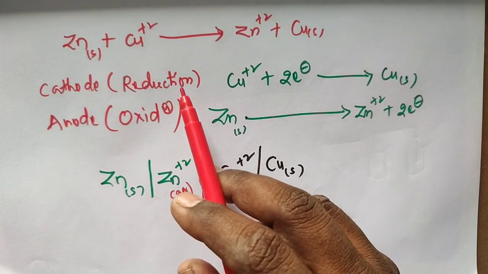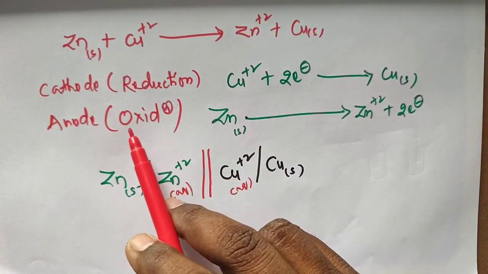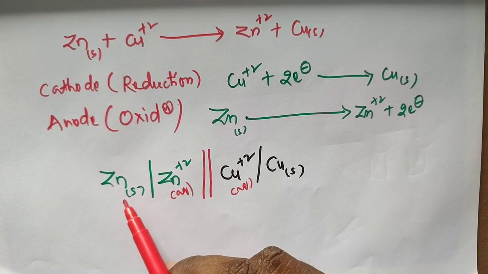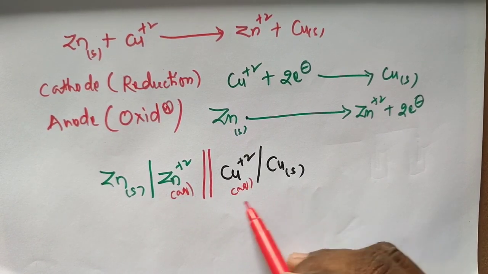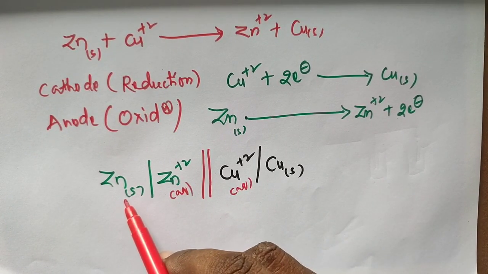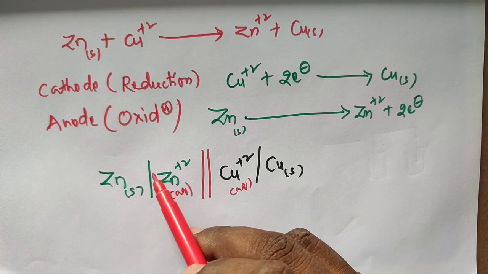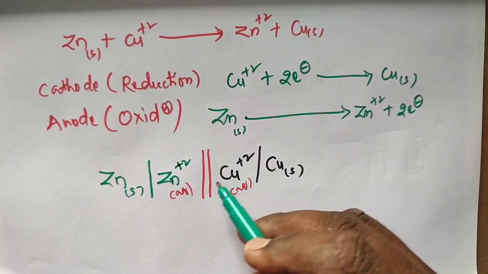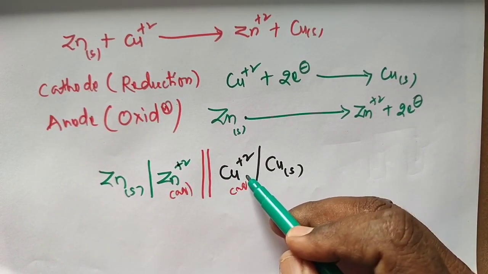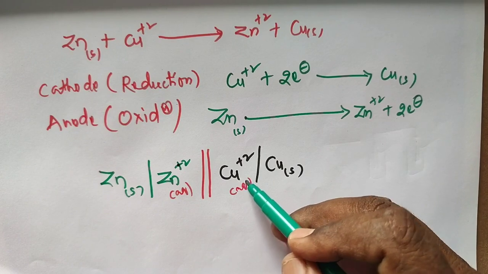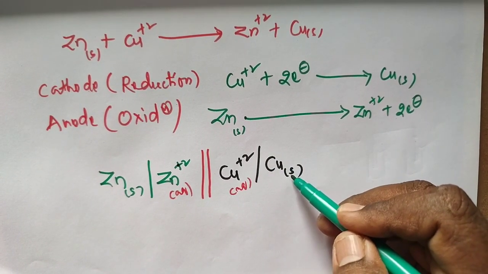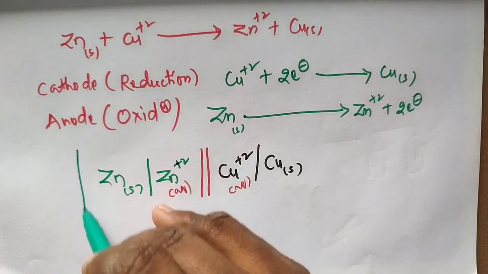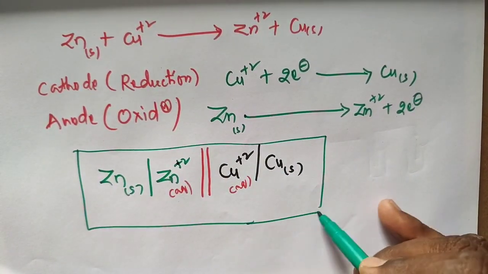Once again, I repeat this one. This is a half cell reaction, and this is another half cell reaction: reduction of the cell and oxidation of the cell. The first one is the anodic half cell, and this is the cathodic half cell. The anodic half cell has the electrode Zn solid and the electrolyte Zn plus 2, then the salt bridge, and the Cu plus 2 electrolyte with the Cu solid electrode. So we represent this as a galvanic cell representation.